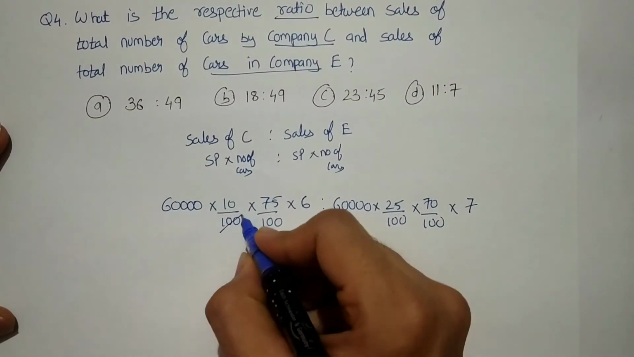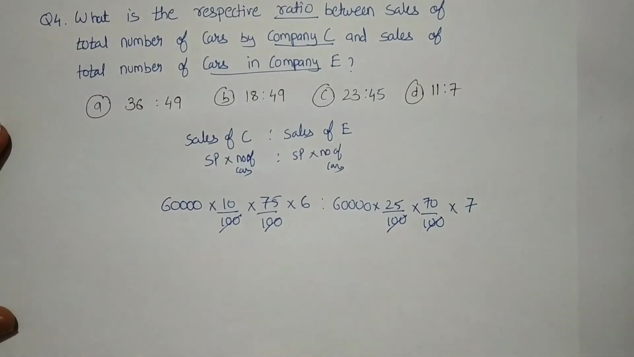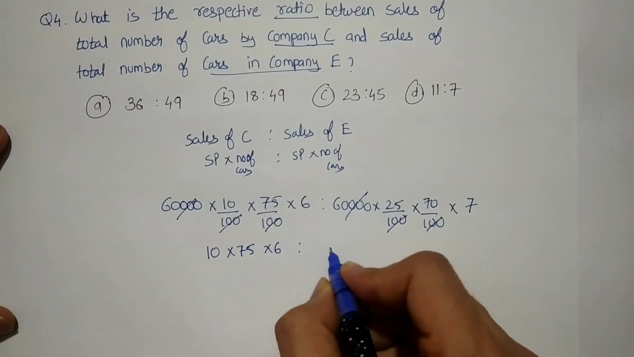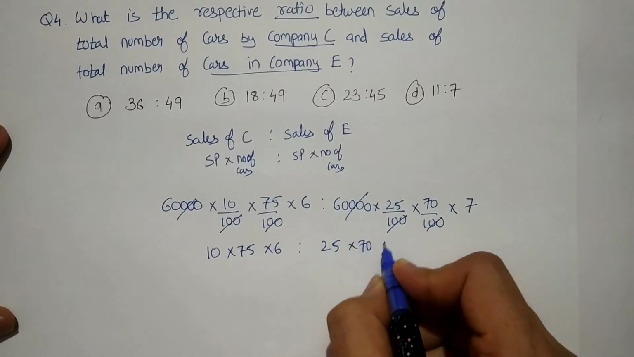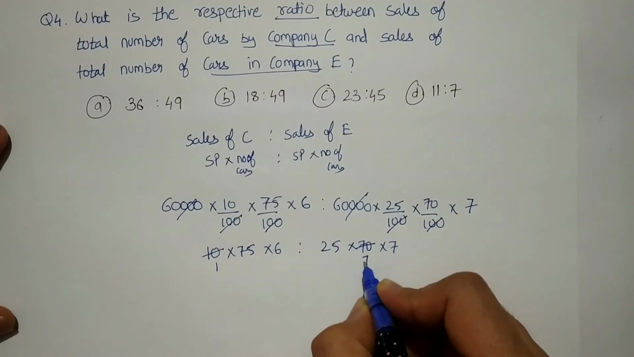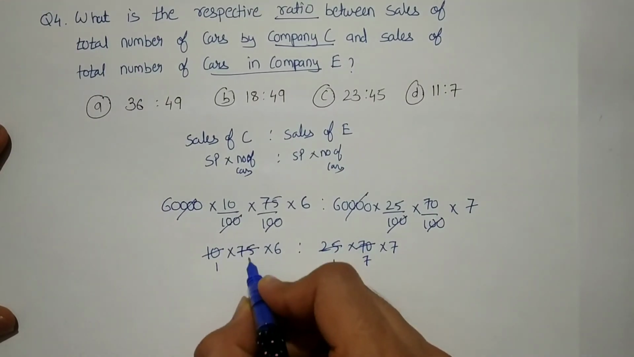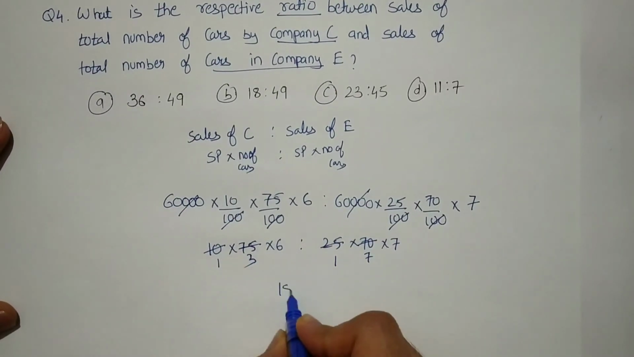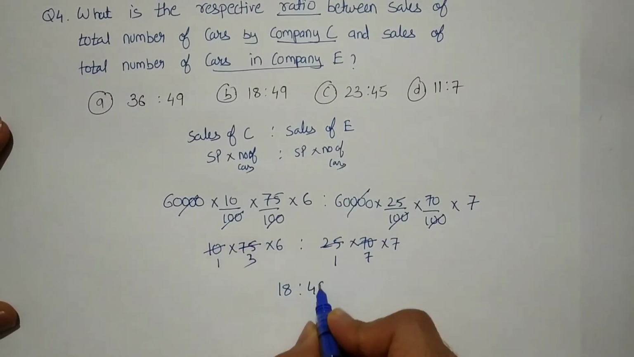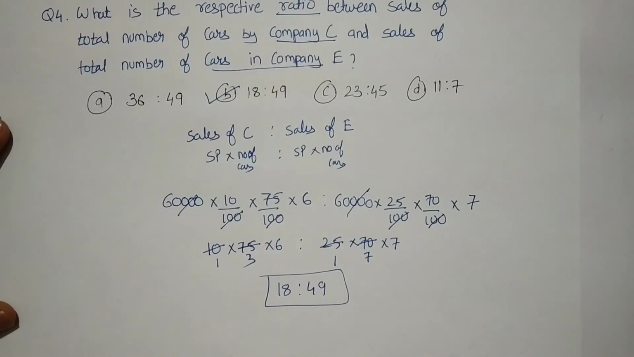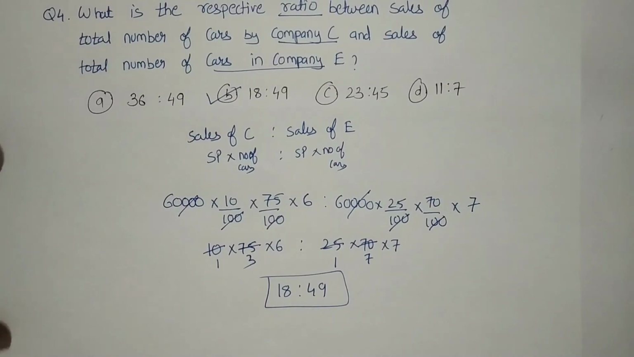In the shortcut method, 100 100 100 100 gets cancelled, 60,000 60,000 gets cancelled, so you are going to remain with 10 into 75 into 6 is to 25 into 70 into 7. So again we can simplify this. 10 ones are, 10 sevens are, right? 25 ones are, 25 threes are. Right friends, so 6 into 3 you get 18, 7 into 7 you get 49. So in a simple way we got the answer, that is 18 is to 49.